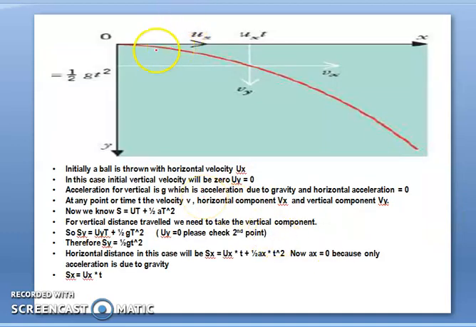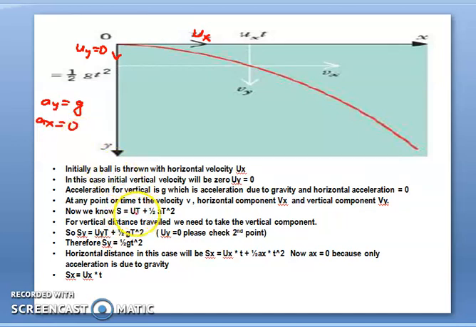Suppose an object is thrown with horizontal velocity ux, as you can see here. Since the ball is initially thrown with horizontal velocity ux, we can say uy will be 0. So in this case the vertical velocity is 0. The acceleration is the acceleration due to gravity, because the only force acting is gravity. So ay is equal to g and ax is equal to 0.